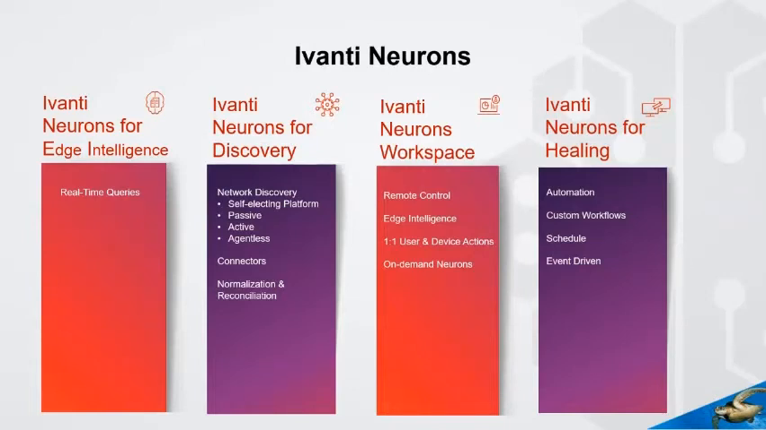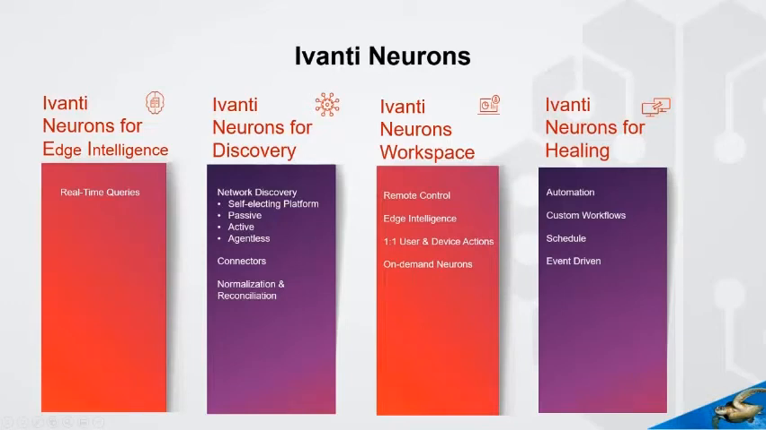And then these are our kernel or our base Neurons, covering everything from discovery to be able to use that discovered data, device, user, software, and to be able to ask real-time queries against that in edge intelligence, to be able to use the Neurons workspace, which we'll see next, to help us isolate issues as a first or second level analyst, where I can remediate a lot of these issues. I can even go into remote control if I need to, if I can't remediate something without having to go onto the user's device, which we really don't want to have to do.